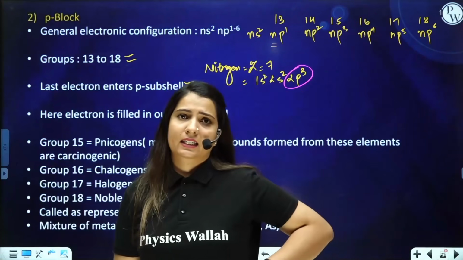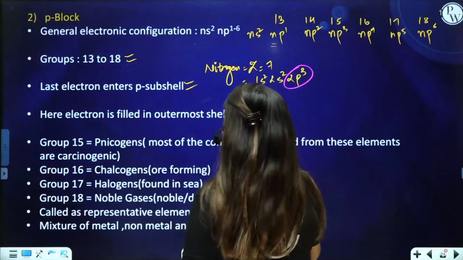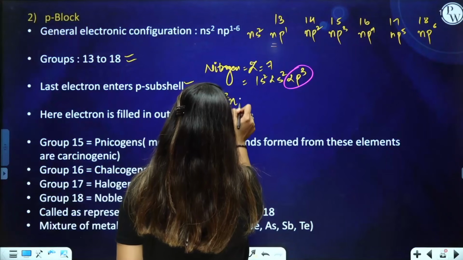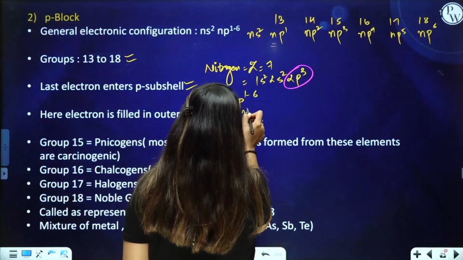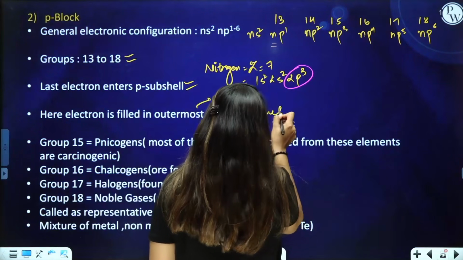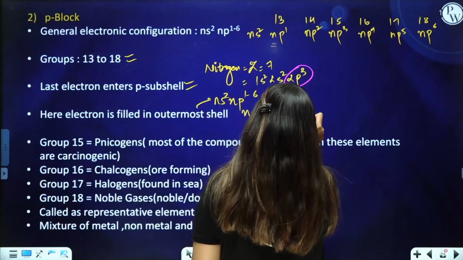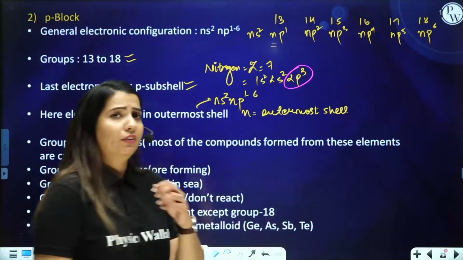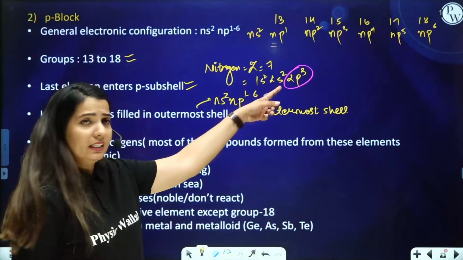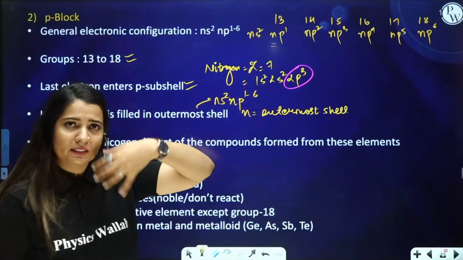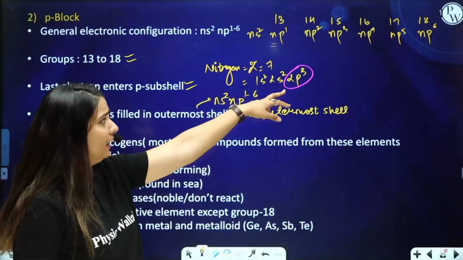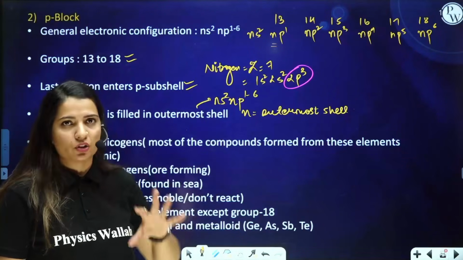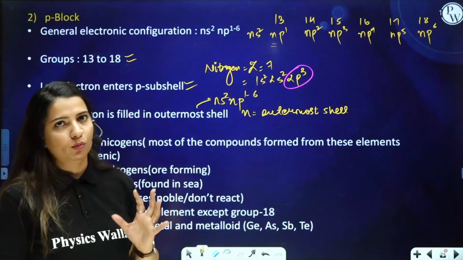Now what does it mean? Understand. Whenever we write the electronic configuration as ns2 np1 to 6, here n is given the name outermost shell. So we are entering the electron in the outermost shell. There are some electrons present in the inner shell. When you are filling the electron in the p subshell, you are entering it into the outermost shell. So n represents the outermost shell, right?